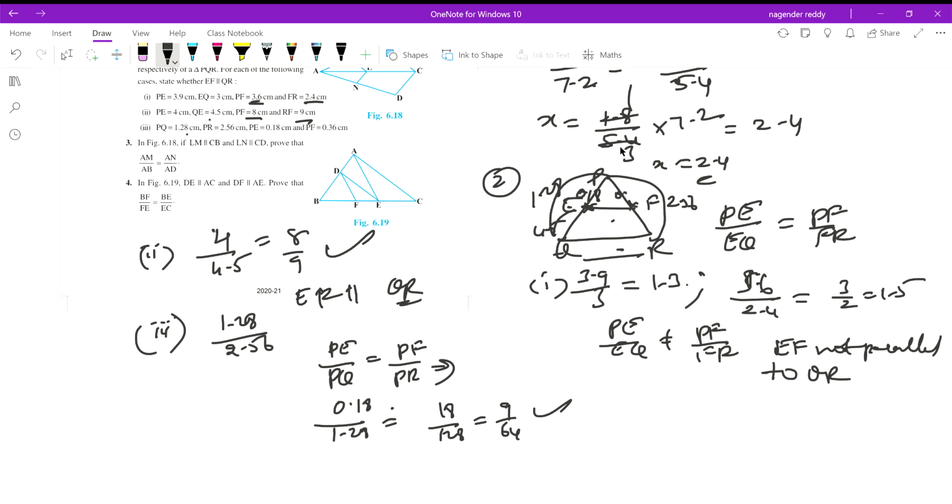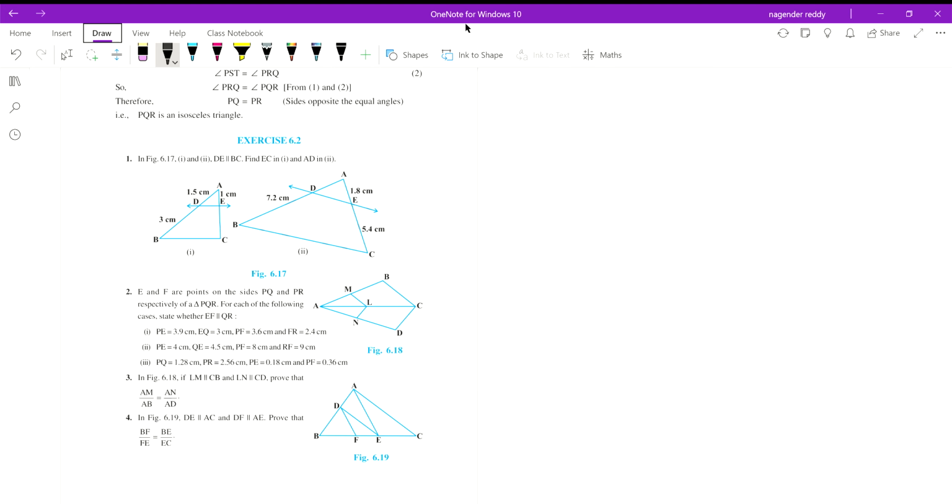I'll go with the next concept, that is PF by PR. PF is 0.36 by PR. This we have, PR is 2.56, that is 36 by 256. 4 9s are 36, 4 64s are 256. So both are equal. Therefore we can say that in the third one, EF is parallel to QR.